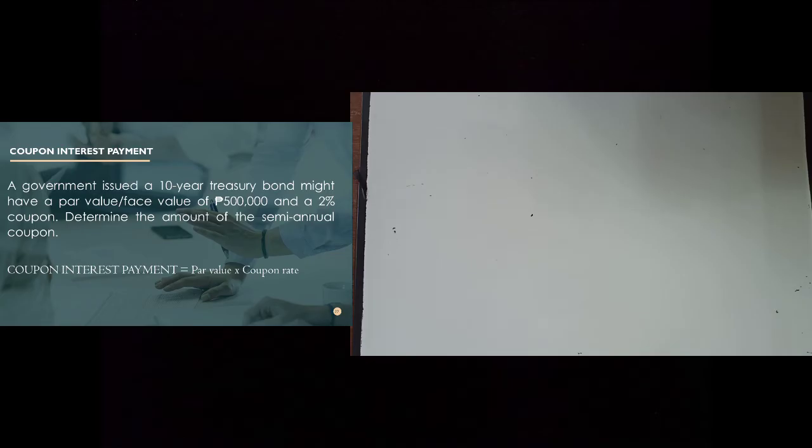Okay, so coupon interest payment, so that is equal to par value multiplied by the coupon rate. Okay, so again, to solve for the coupon interest payment, you're just going to multiply the par value or yung principal or kung magkano mo binili yung bond, then multiply by the coupon rate. Okay, so coupon rate, ibig sabihin po yung interest rate.